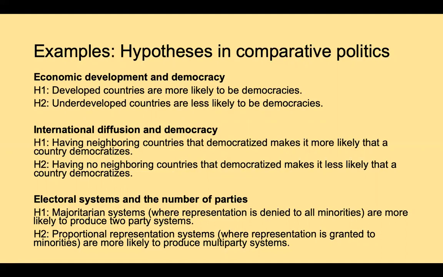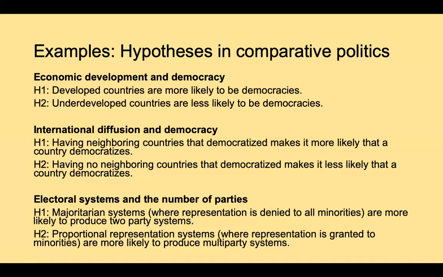So we look out at the world and we ask ourselves, is it the case that developed countries are democracies? Is it true that underdeveloped countries are not democracies? With diffusion in democracy, we have a simple declarative causal statement. Having countries that have democratized makes it more likely that you will democratize. Having no neighboring countries that democratize makes it less likely that you will democratize. Nice, straightforward. We can identify the causal statement and we can test those hypotheses to examine their validity and find out if they really are borne out in the evidence.